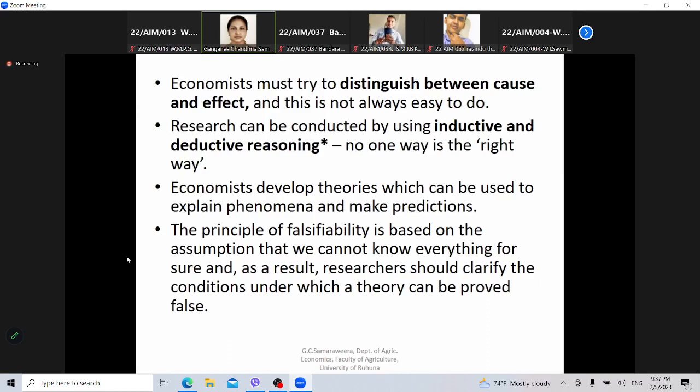Economists develop theories which can be used to explain phenomena and make predictions. To predict things, they are developing hypotheses, as I explained. Hypothesizing things based on some assumptions. They are making predictions. In the next 10 years, our economy will build up. Or any person can say, no, fully destroyed. So anything we have to think about based on our research. And the principle of falsifiability, that means all things are not 100% correct at all times.